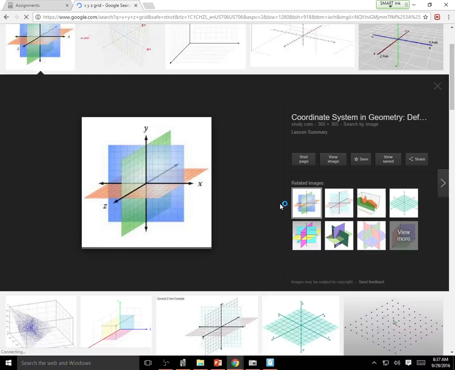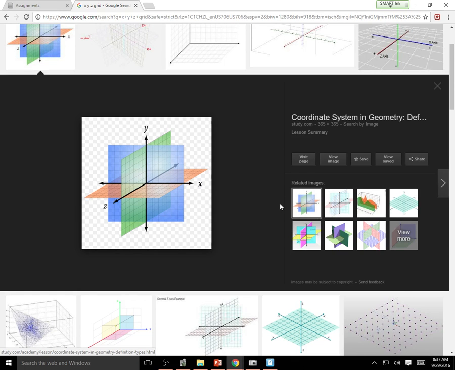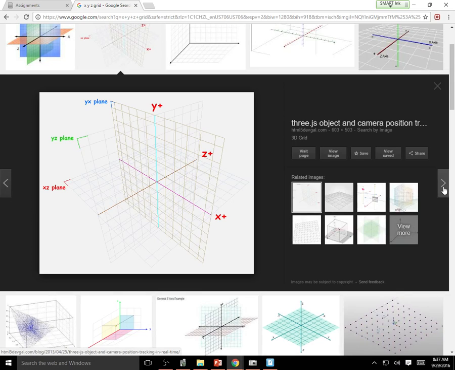And I think you guys have seen those in geometry, right? Where you got x-axis, y-axis, and then you have the other plane, which is your z. So this is three of them. And that's what you're graphing on.